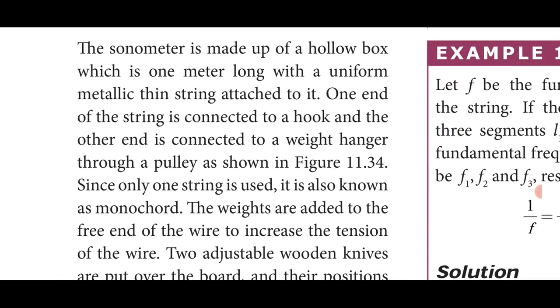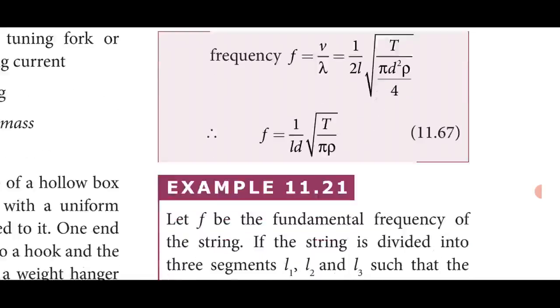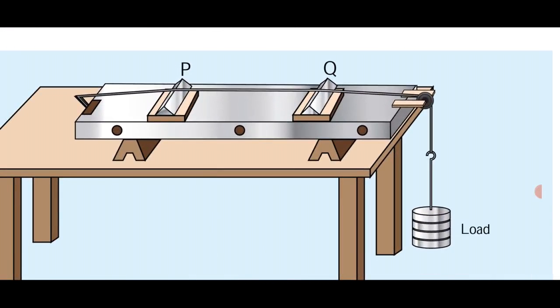A sonometer is made up of a hollow box which is 1 meter long with a uniform metallic thin string attached to it. One end is connected with the hook and the other end will be connected to a hanger. So it is like this. The sonometer diagram is given here. One end is connected with that and the other end will be connected with the load.